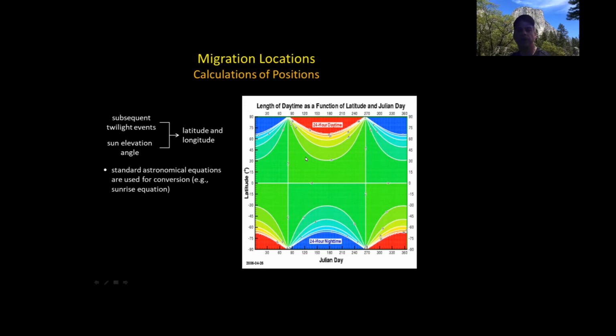If we know we have a day length of about 14 hours, what is the latitude? The latitude is about 40-something degrees north, and that's our latitude here in Albany, right? We have about a 14-hour day length, and we're somewhere around Julian date 120.